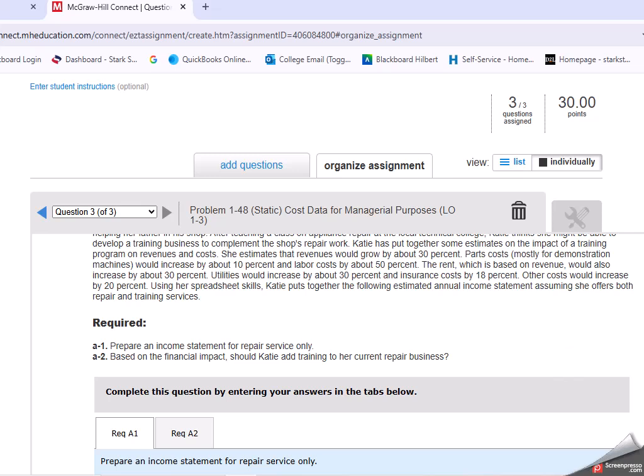So she's put together some estimates on the training program, and she estimates that revenues would grow 30%, parts would increase 10%, labor costs would increase 50%, rent, which is based on revenue, would increase the 30%, same as rent, utilities would increase 30%, and insurance by 18%. All other costs would increase by 20%.